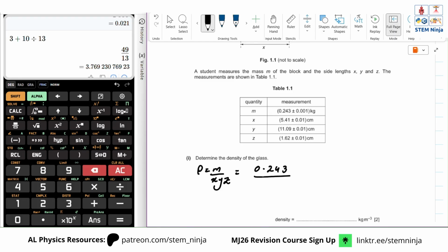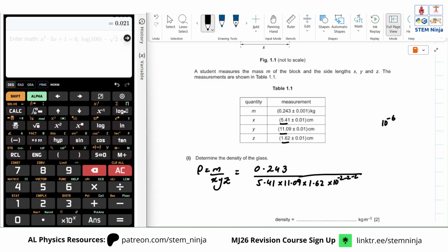0.243 kilograms, and these ones need to be converted into meters. So all of them will need to be converted to meters. Since there are three values, we can multiply by 10 raised to power minus 6. So minus 2, minus 2, minus 2. So 5.41, 11.09, 1.62, and then 10 raised to power minus 2, minus 2, minus 2, compensated for that, so 10 raised to power minus 6.